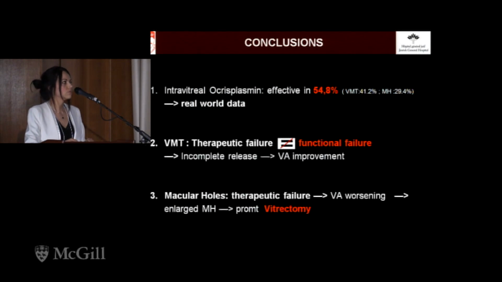So in conclusion, we can say that our results were close to the real-world data that has been published so far. When we have a VMT and we have what we call therapeutic failure, it doesn't mean that we have a functional failure. That means that this patient, even if they have an incomplete release, the vision can get better. When we look at the macular holes, it's a different story. If they have therapeutic failure, the vision can get worse, and these patients need a prompt vitrectomy.